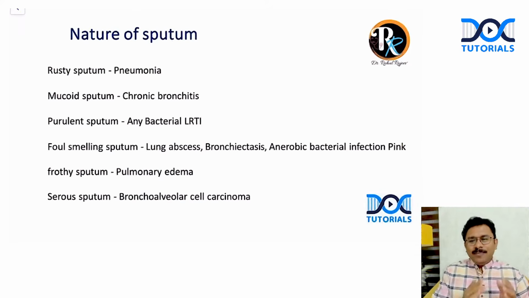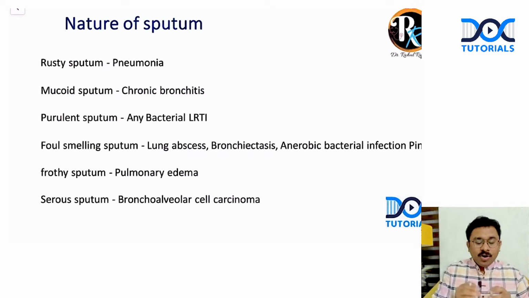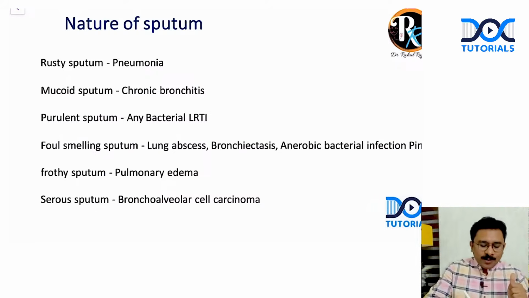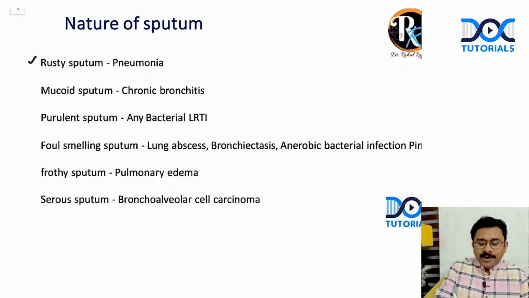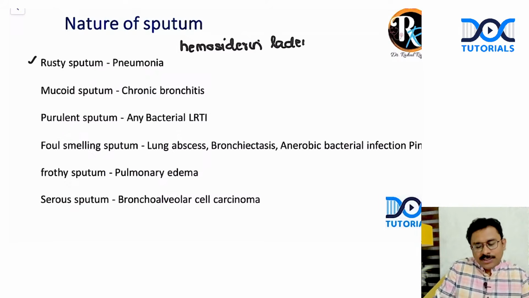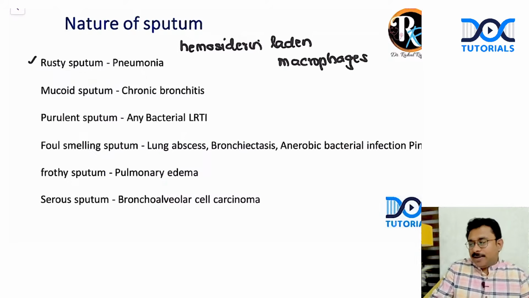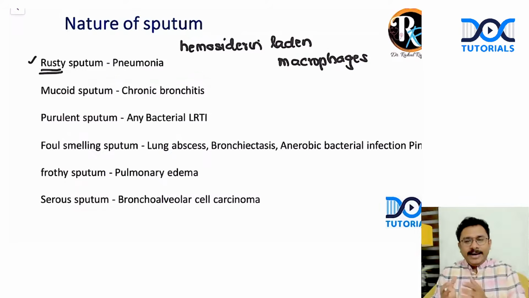Right. Now coming to the nature of sputum. This again is important, again an examiner favorite for the viva questions in the practical exam, on the different types of sputum. So one favorite question is the rusty sputum. Rusty sputum is associated with pneumonia because the sputum will contain hemosiderin-laden macrophages, and that is responsible for the rusty sputum. Some examiners might ask you, tell me what is the reason for rusty color? It's because of the hemosiderin-laden macrophages.